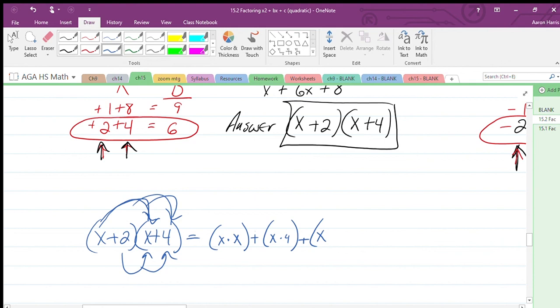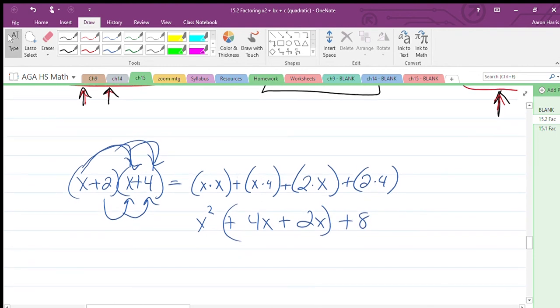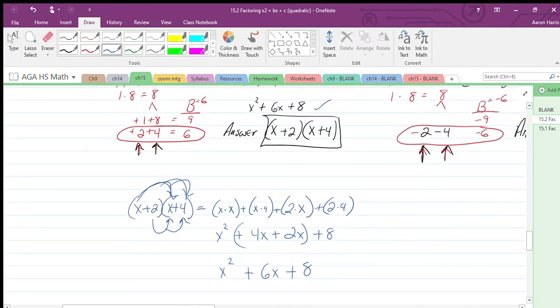2 times what? X, correct? Yes, it is 2 times x. And then I do 2 times what? 4. Okay, so that's my 4 equations right there. Here we go. X times x is x squared plus 4x plus 2x plus 8. I can combine like terms. So I get what? X squared plus 6x plus 8. And as you can see, check, check.